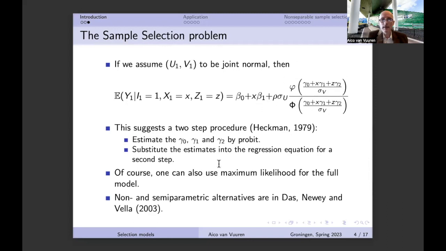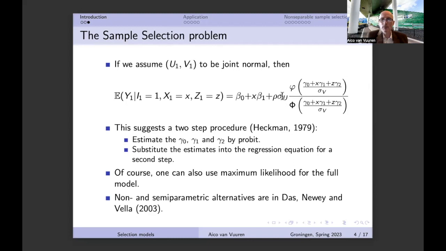And then in a second step, we're going to run a regression of y on x and on this inverse Mills ratio. Well, then you can show that what you're going to get is consistent estimators of beta 0, beta 1, and actually even of rho multiplied by sigma u.